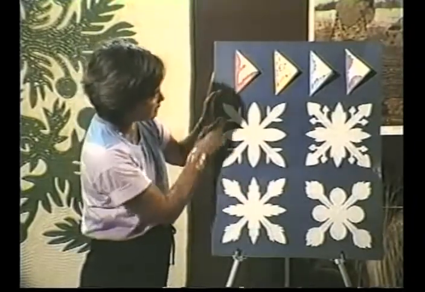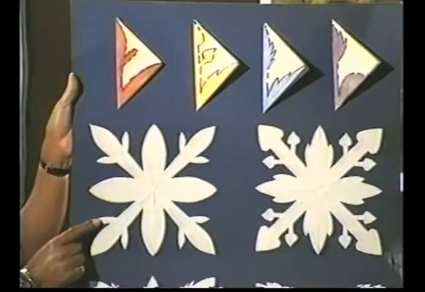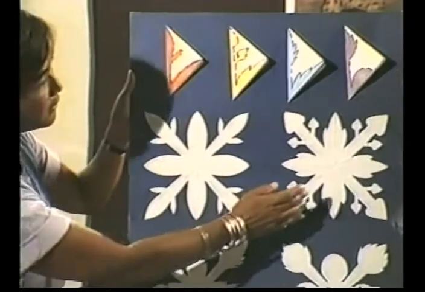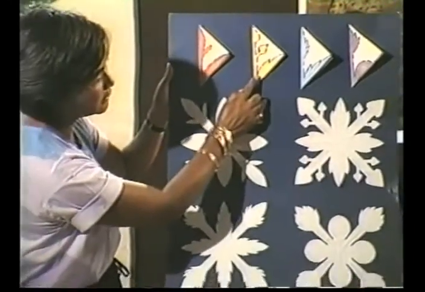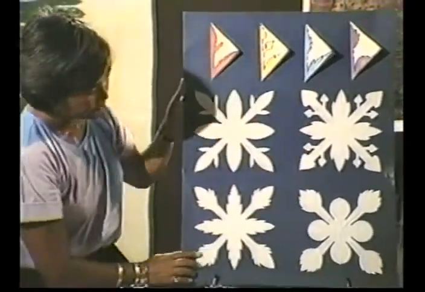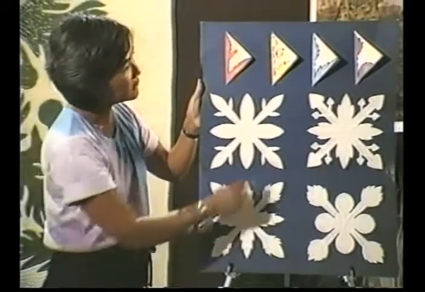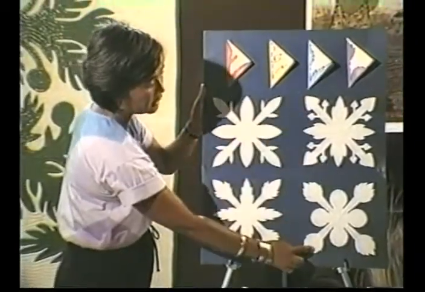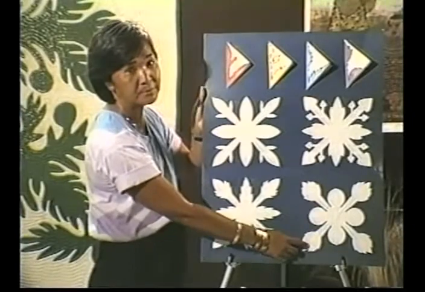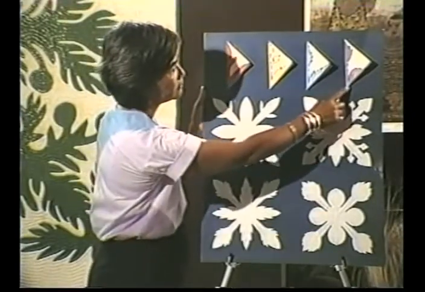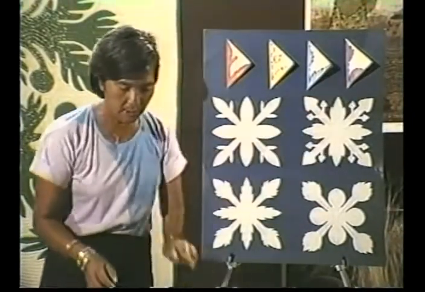This design is the tea leaf design, the plumeria, and you see it folded here, the red ginger, as it is here, and the ulu, or the breadfruit. Okay, let's get started.